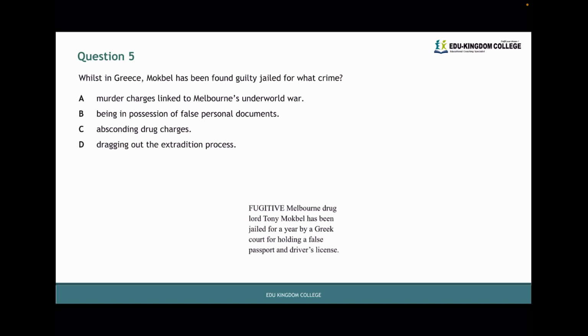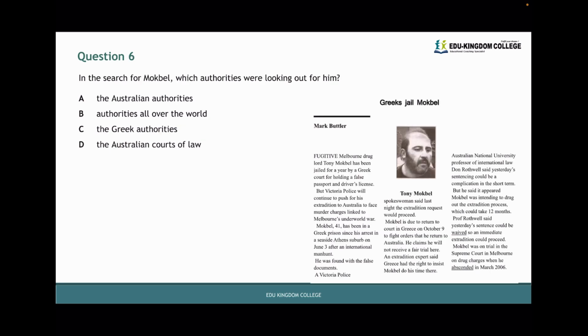So first paragraph, he was jailed for a year by a Greek court for holding a false passport and driver's license. These are fake documents. They're fake documents in regards to identity. So the answer would be B. He's being jailed for being in possession of false personal documents. In question 6, in search of Mokbel, which authorities were looking out for him?